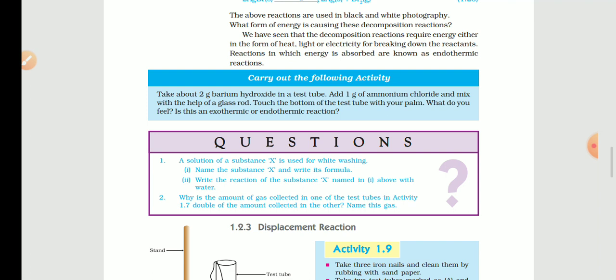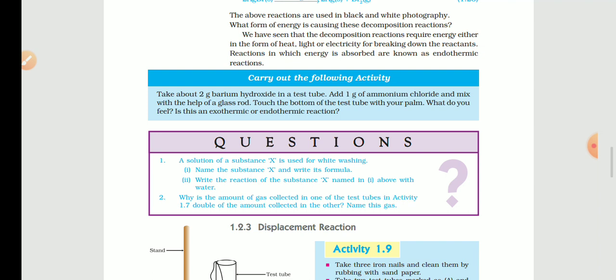In the last video we have seen the chemical reactions in which energy is taken in are called endothermic reactions, and chemical reactions in which energy is given out are called exothermic reactions. Endo means inside, exo means outside. And we have seen there are different kinds of decomposition reaction: thermal decomposition, photo decomposition, then electrolysis. In thermal decomposition, energy is given in the form of heat. In photo decomposition, energy is given in the form of light. And in electrolysis, energy is given in the form of electricity.